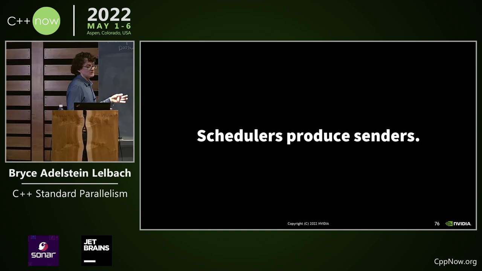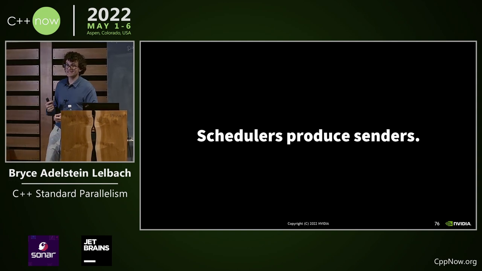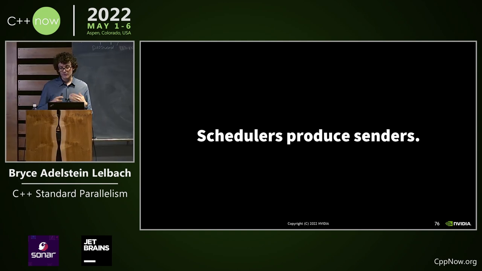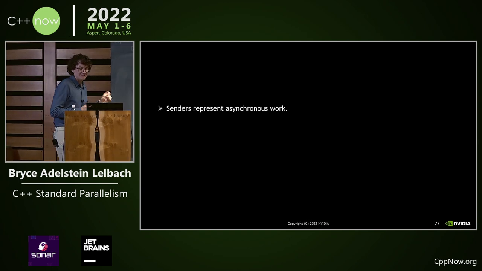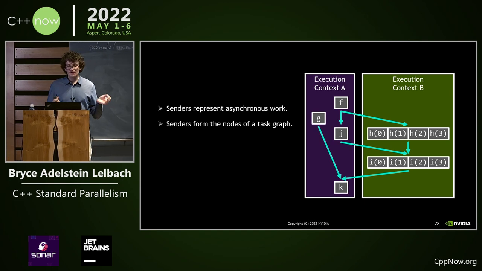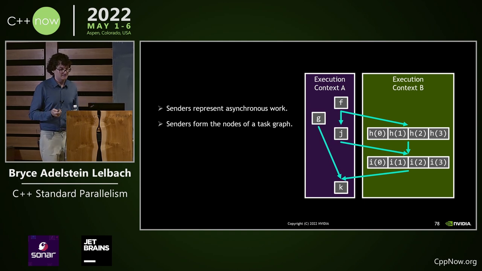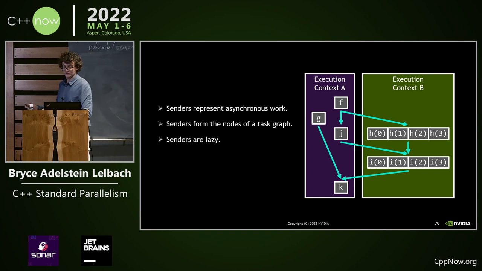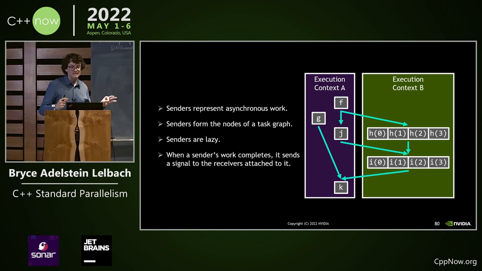So schedulers produce senders. We use schedulers to produce senders that are going to perform work on the execution context associated with the scheduler. Once we've obtained a sender from a scheduler, we can compose work on it. So now let's look at senders and how we actually compose them. As I said before, senders represent asynchronous work. They form the nodes of a task graph, which may span multiple schedulers and multiple different execution contexts. Senders are lazy. You must explicitly start them before any work will execute. And when a sender's work completes, it sends a signal to the receivers attached to it.